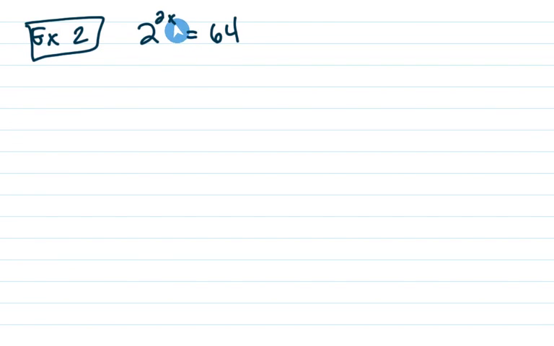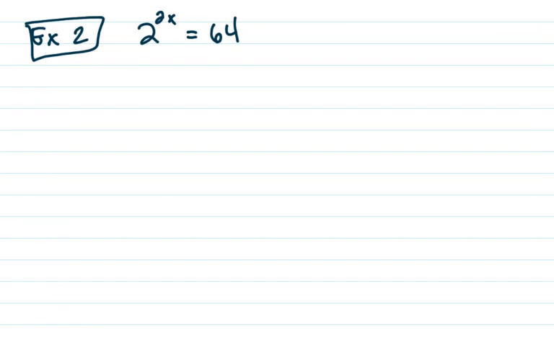So for example number 2, let's say they give us 2 to the 2x equals 64. I want to know what my x has got to be in order for 2 raised to the 2 times x to give me 64. Again, because my variable is up in my exponent, I need to get that out of there. And in order to do that, I need to use my power property of logarithms.